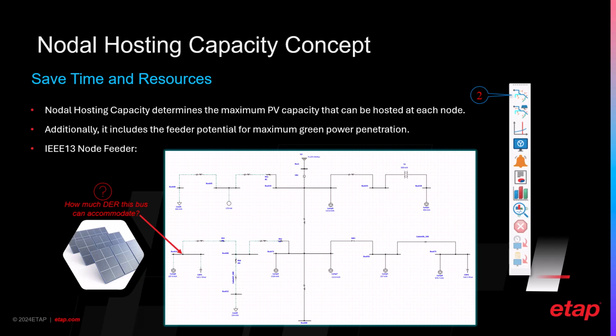This is going to determine the maximum PV capacity that can be hosted at each node. This is going to consider every single three-phase bus that's in the feeder, and it will provide a reasonable solution if it is possible. And if no solution is possible, it will not provide you with a hosting capacity for that specific bus. This is an example of the IEEE 13 node feeder, and this question pretty much encapsulates the energy of this analysis type.